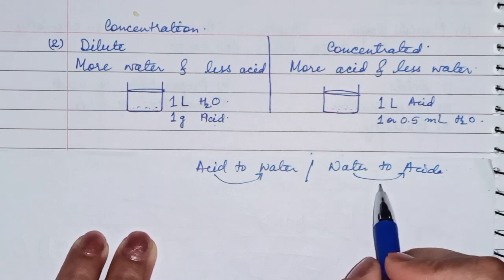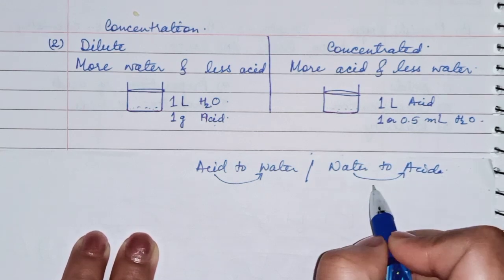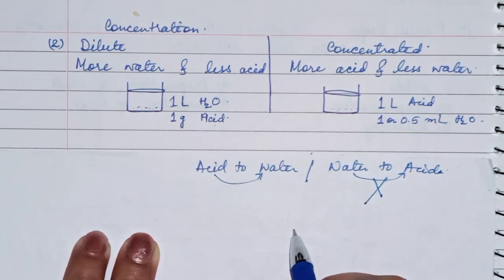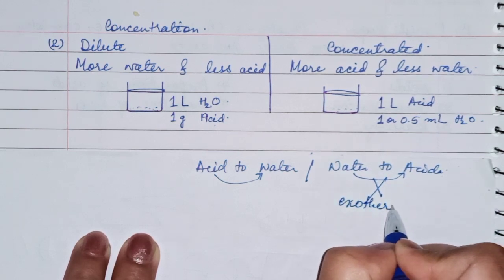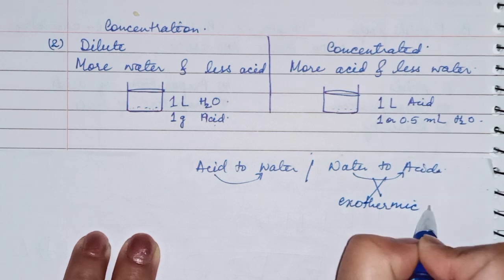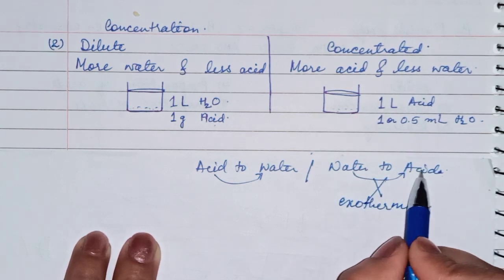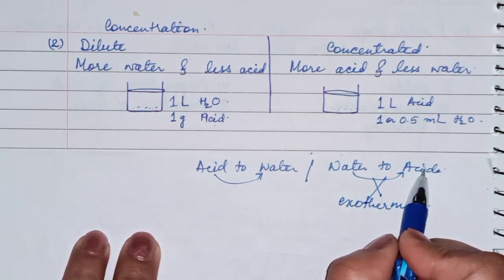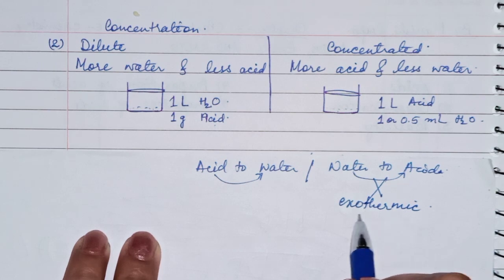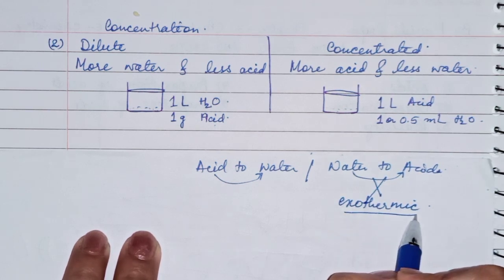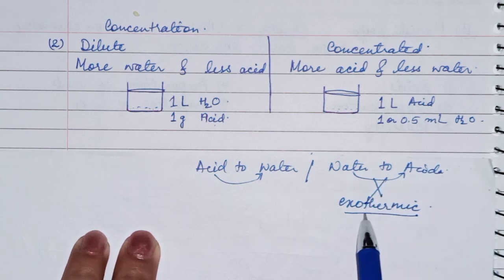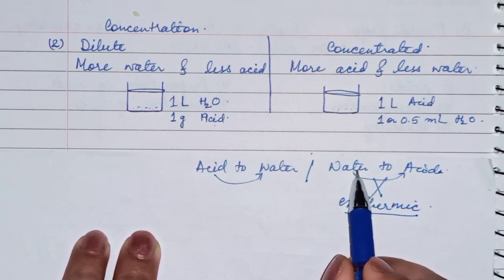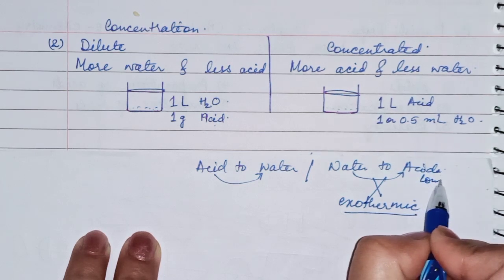Water is not added to acid because it is a highly exothermic reaction. When you add water to acid, the reaction will be very exothermic. A large amount of heat is released and it can catch fire also. It can break the apparatus also. That's why we never add water to concentrated acid.